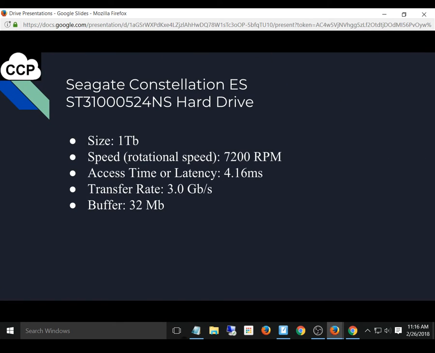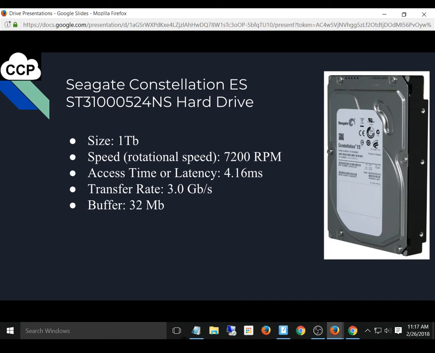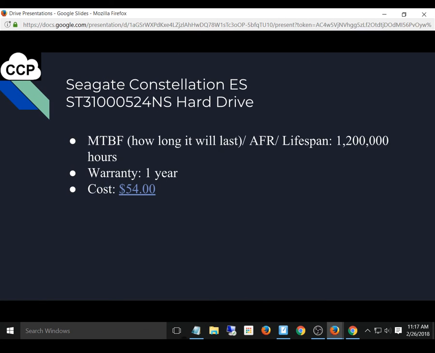Alright, and then for the hard drive for the home motherboard, I brought you here today the 1 terabyte Seagate Constellation ES, and it has 7,200 RPMs. Its access time is 4.16, and ignore the transfer rate again. The buffer is 32 megabytes. Did anybody have a smaller than 4.16? I think I saw 4.17. That may be the fastest access time so far, or lowest latency so far.